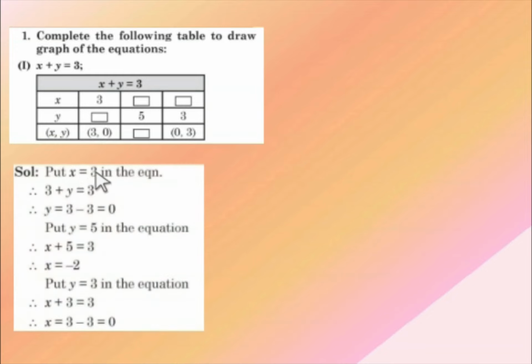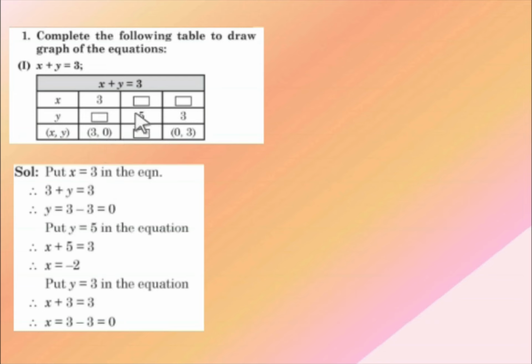You put x is equal to 3. Why? Because it is given x is equal to 3. Put x is equal to 3 in the equation x plus y is equal to 3. Once you put x is equal to 3 here, the equation becomes 3 plus y is equal to 3. Why 3 plus y is equal to 3? Because the equation was x plus y is equal to 3, and you are asked to put x is equal to 3 here. So the equation becomes 3 plus y is equal to 3. Take this 3 to the other side. You get y on the left hand side. y is equal to 3 minus 3, which is equal to 0. So the ordered pair here becomes 3, 0.